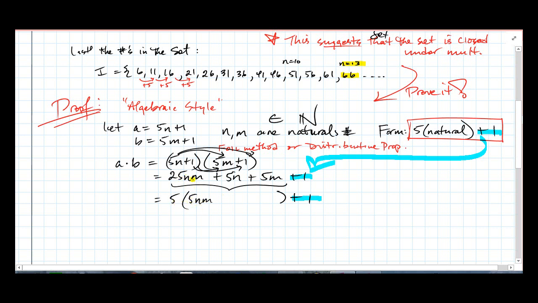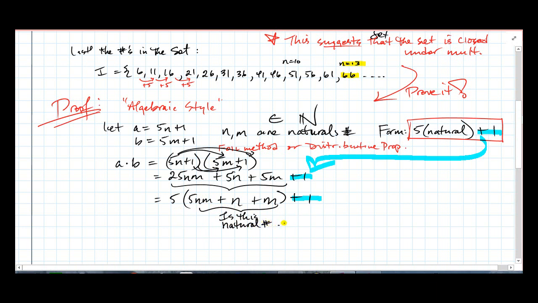5 times 5 is 25. Factor out the 5 from the middle term, you get n. Factor out the 5 from the third term, you get m. And again, you check by distributing here. That's how you check it mentally. See that? Okay, but the question is, is this natural? So this part right here, is this natural? Is this natural? So let's talk about that for a second.